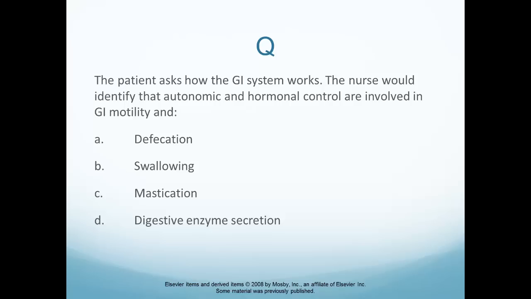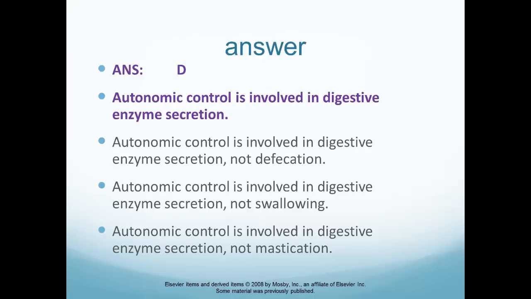The next question is, a patient asks how the GI system works. The nurse would identify that autonomic and hormonal control are involved in GI motility and. Correct answer is D. Autonomic control is involved in digestive enzyme secretion, not in defecation, not in swallowing or mastication.